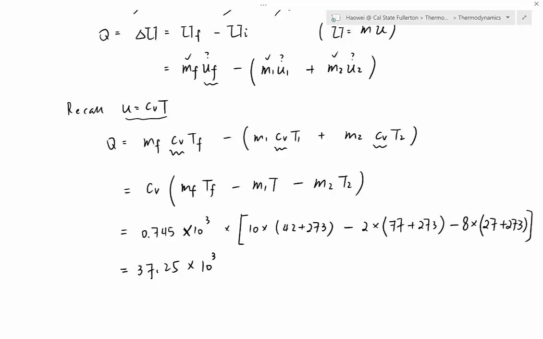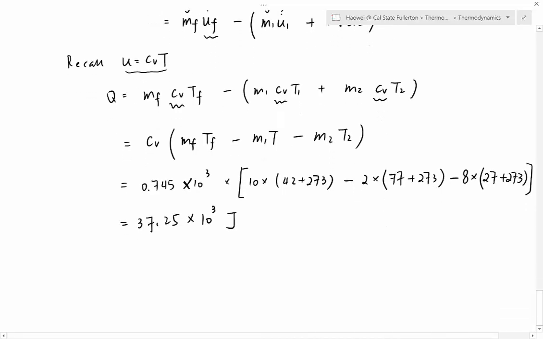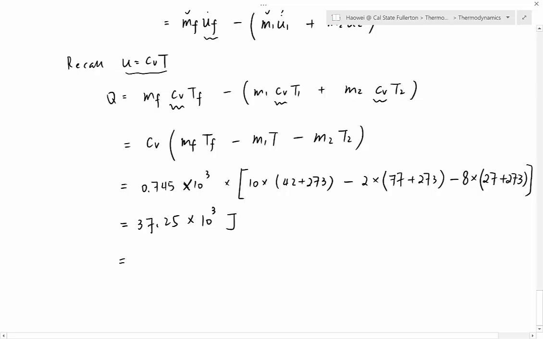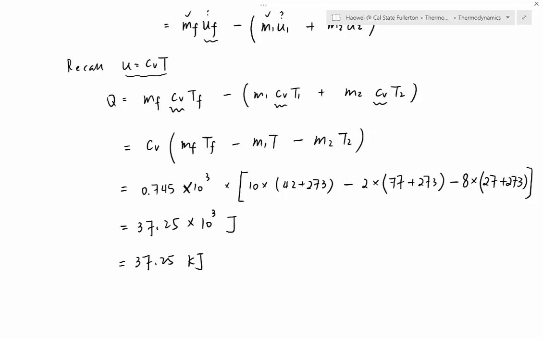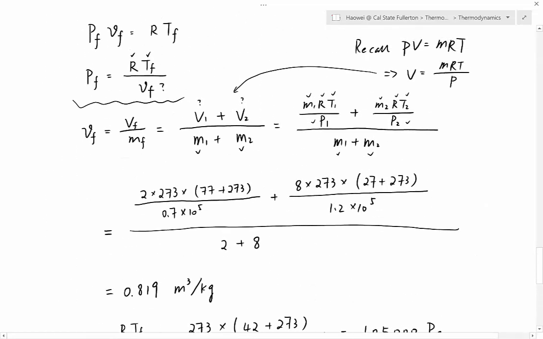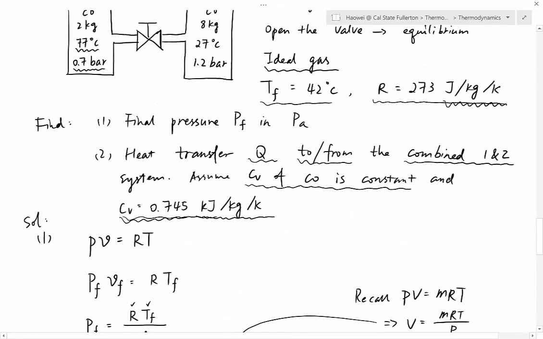What is the SI unit for heat transfer? It is joule. Okay, and then we can do one more step to convert it to kilojoule, because kilojoule is usually the unit for engineers to use. So now this is our solution for heat transfer, 37.25 kilojoule. And don't forget, there's one more question. What is the direction of heat transfer? Is it going into the system or leaving the system?